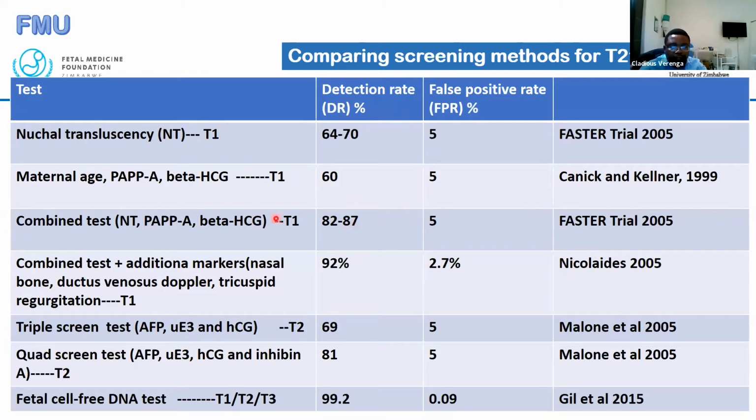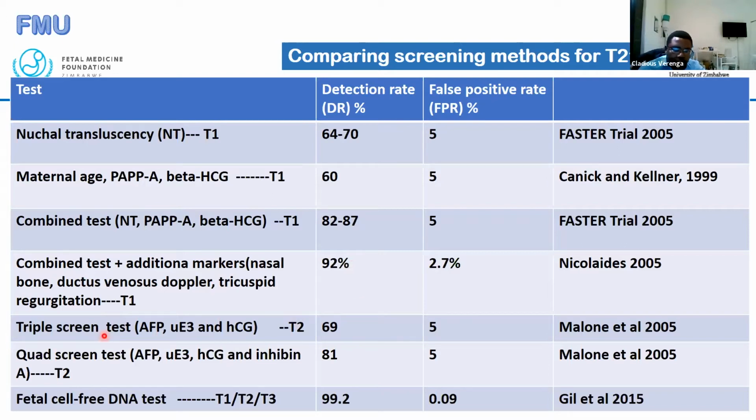So this is the combined test, which is done probably in most countries in our region here, and in most parts of Europe and England it is still done for most pregnant women. Then if we add additional markers as recommended by the Fetal Medicine Foundation, which I'll describe in my presentation, that is the nasal bone, ductus venosus Doppler, and tricuspid regurgitation, we are going to improve the detection rate to 92%. That means we'll only miss 8% of babies with Down syndrome.